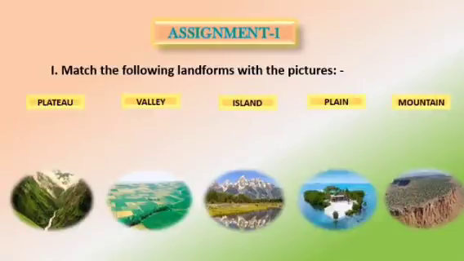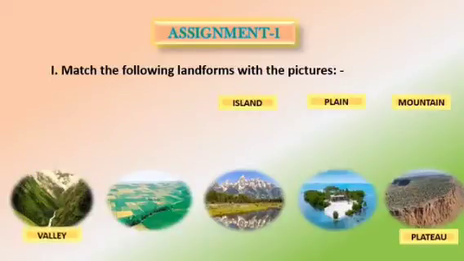Let us check the answers for the assignment now. You had been asked to match the landforms with the pictures. Correct, children? Name of the landforms given here are plateau, valley, island, plain, mountain. Where is the picture of plateau here? Yes, the last one is the picture of plateau. Next, valley. What is a valley? Lowland between the mountains or hills is called valley. Correct? So, the first picture is valley.